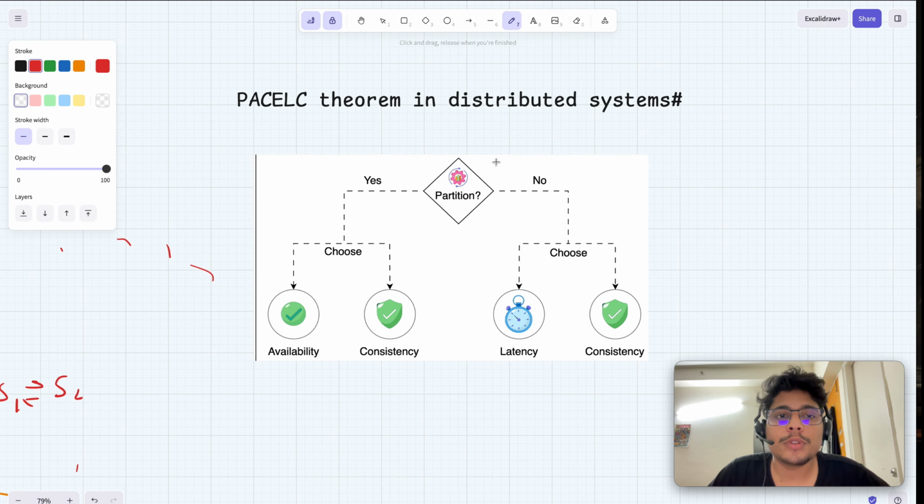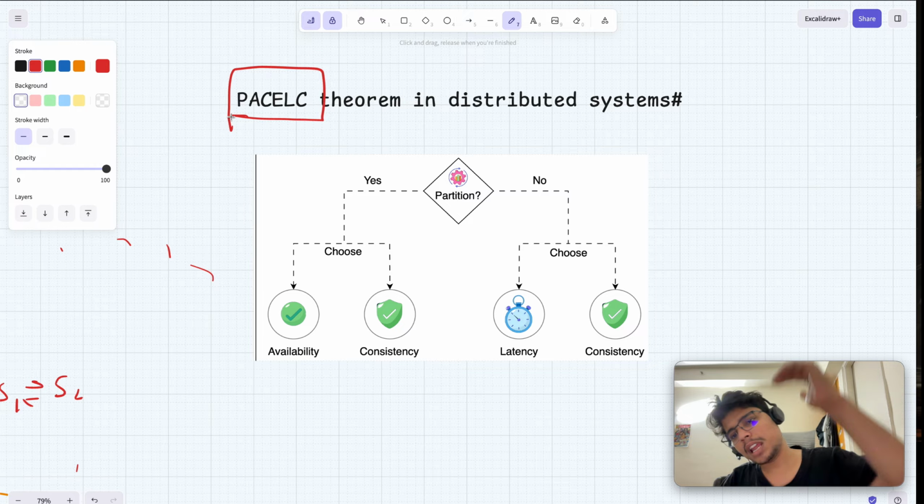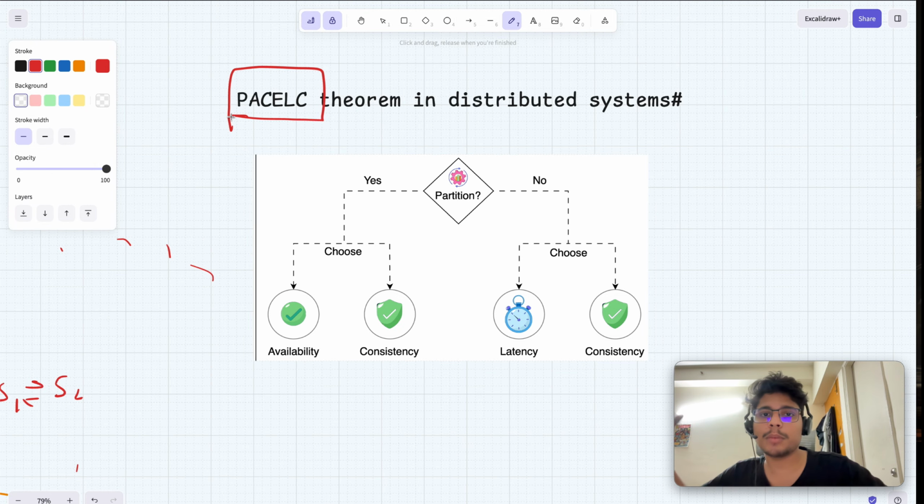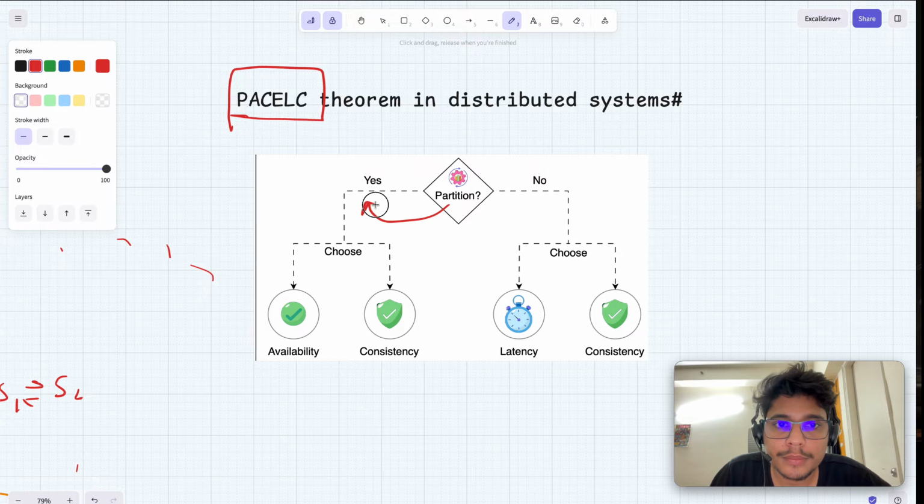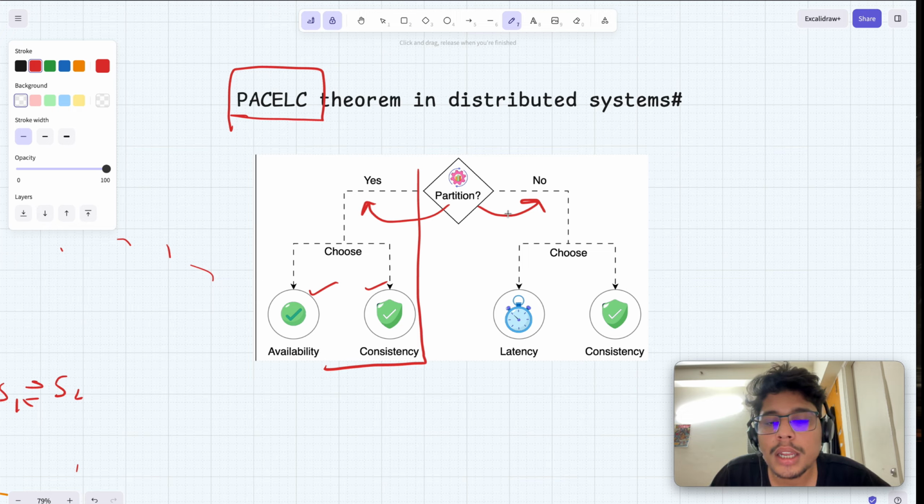Now let's move to the PACELC theorem. It is just an extended part of the CAP theorem, in which suppose a partition occurs, or you do not have any partition occur. If a partition occurs, you have to choose between availability and consistency, which I explained. Now if no partition occurs, then you have to choose between latency and consistency.